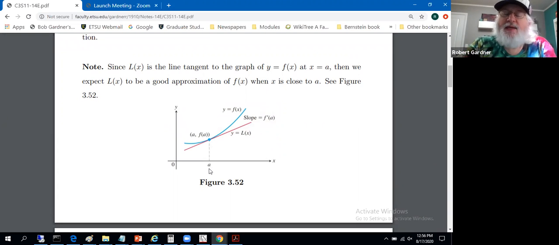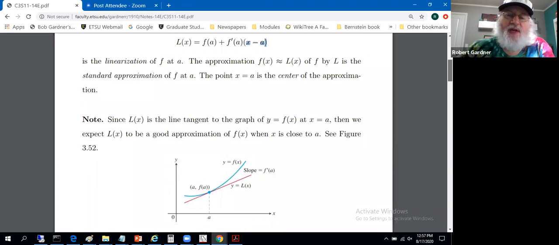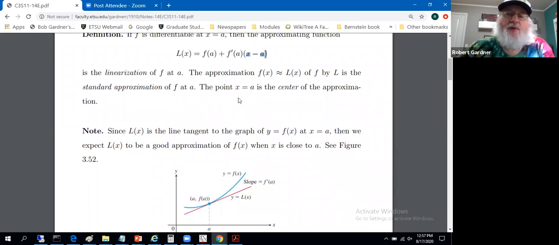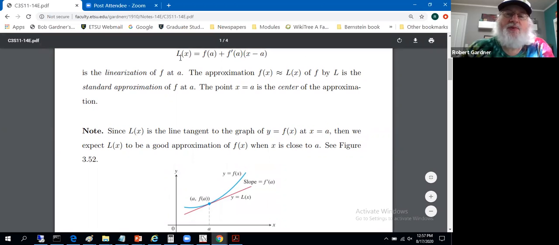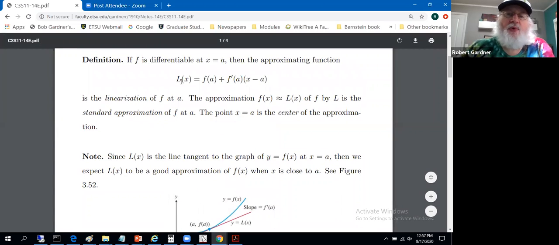We're going to think of this approximating in a different way. Also, the linearization has the same derivative at x equals a as does the function y equals f of x. That is, L prime of a equals f prime of a. If you differentiate L with respect to x, L prime of a would be f prime of a, the coefficient of x, the slope of the line.